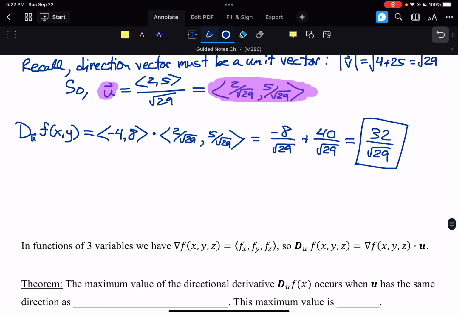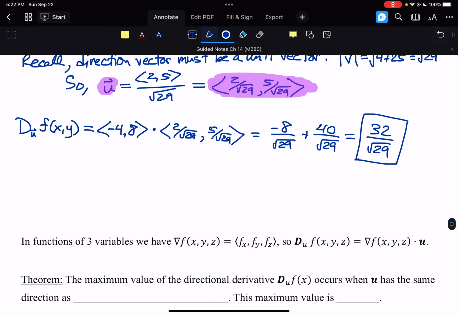In functions of 3 variables, we have the same concept. So grad f of x, y, z is fx, fy, fz. So just like so many things in this class, it's the same, just with one extra variable. And our directional derivative is the same formula, but with 3 components instead of 2 in the vector.